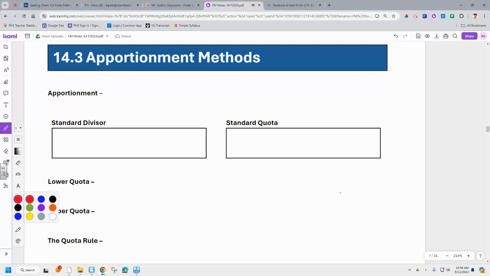14.3 is apportionment, and let's start with the definition of apportionment. We want to divide fairly among groups.